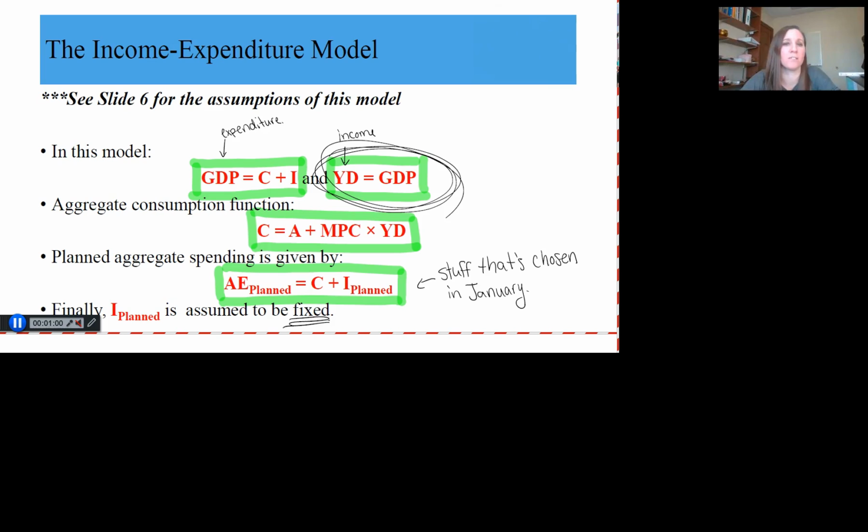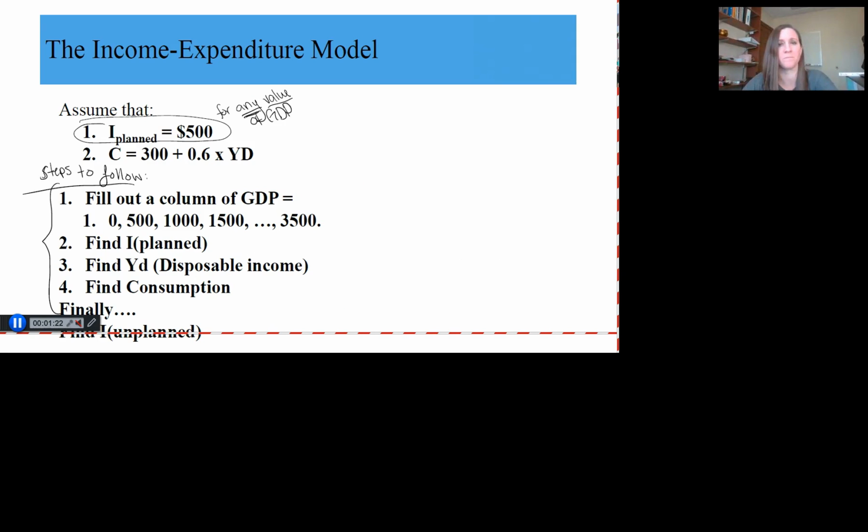So we have our expenditure on the first equation. The income is equal to the GDP from our assumptions for the second equation there. We have our aggregate consumption function, and then our planned aggregate expenditures, which are things that the business chooses in January before the year starts, and consumers cannot engage in any unplanned spending.